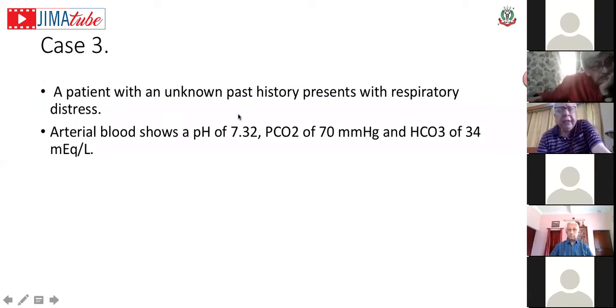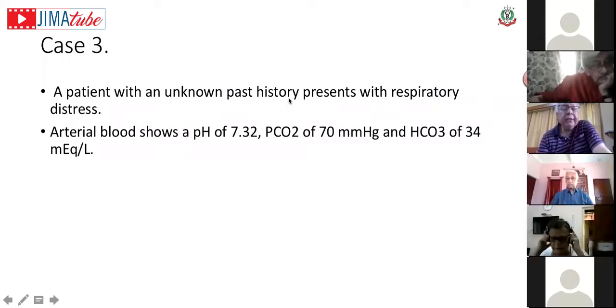A patient with an unknown past history presents with respiratory distress. Arterial blood shows pH 7.32, PCO2 70, bicarb 34. Now, can somebody tell me what's going on here?